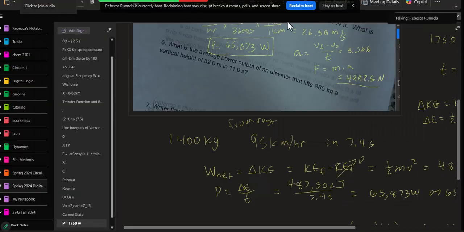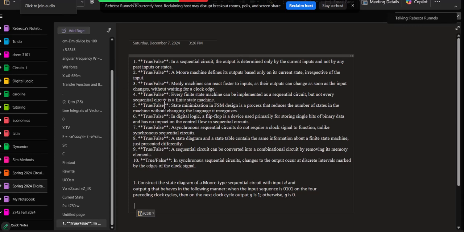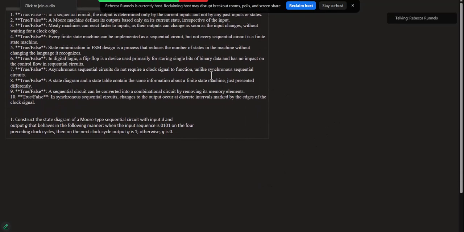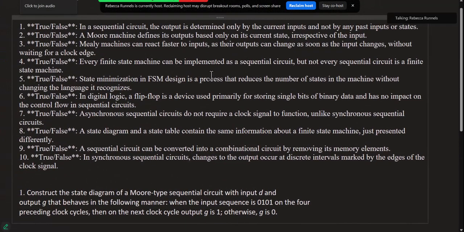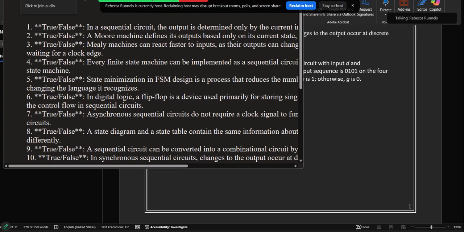What does the word sequential mean? Back to back to back. Yeah, so things that happen in order. And so sequential means that the stuff that happens depends on stuff that has happened before. And so it has memory. Do you remember when he first started with flip-flops, he talked about memory? And so a sequential circuit depends on memory. It depends on what happened before. So is this a true or a false statement here?